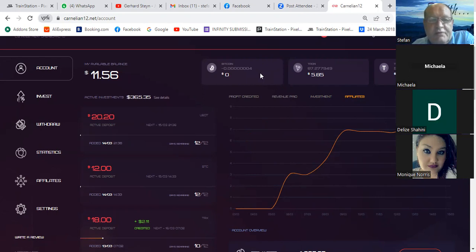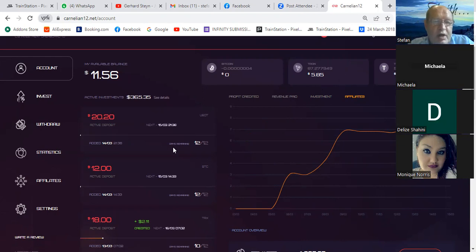Now, concerning the different coins, markets will always fluctuate. There's nothing you can do about that. Markets will fluctuate, so the Bitcoin dollar value will differ here, but your coin value will stay the same. TRX also, the coin value will stay the same.